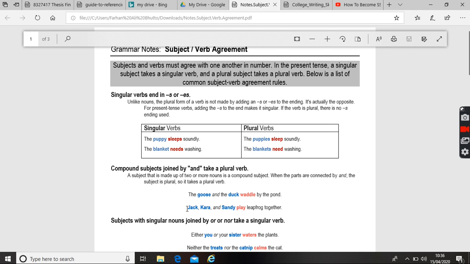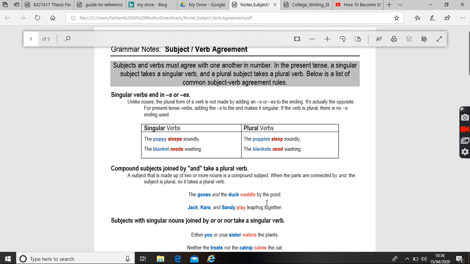The other example is Jack, Kara and Sandy play leapfrog together. Now again we have these three people here, so it's a plural subject. So for a plural subject we need to have a plural verb. I'll give you one or two more examples.